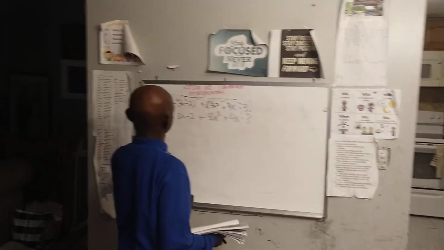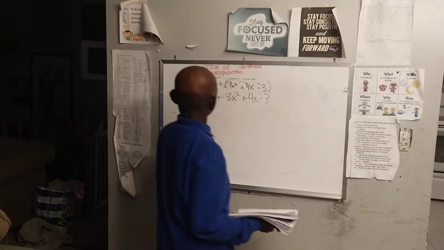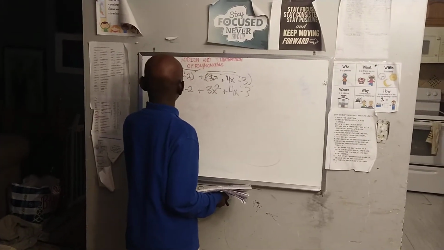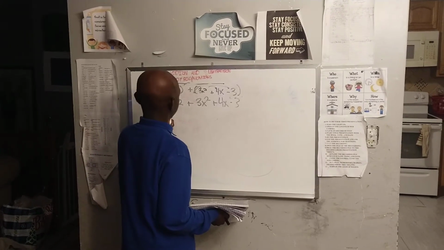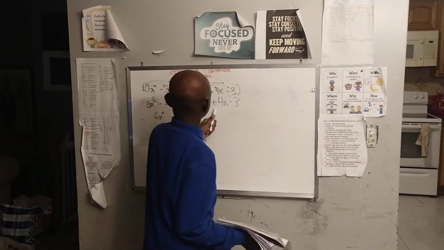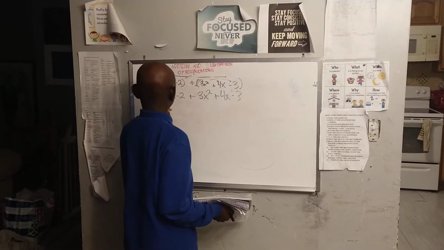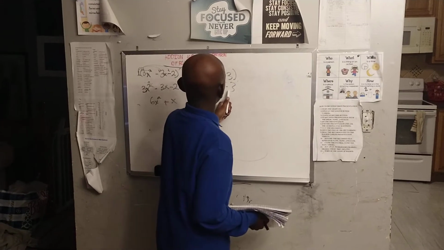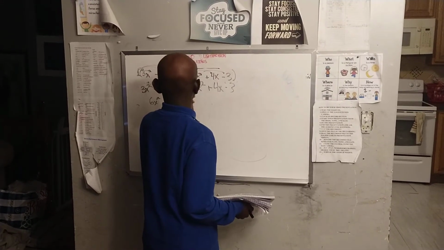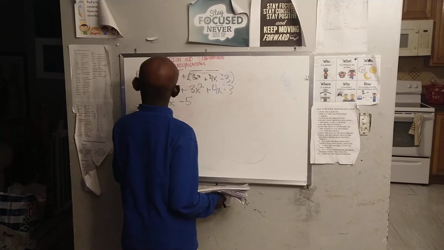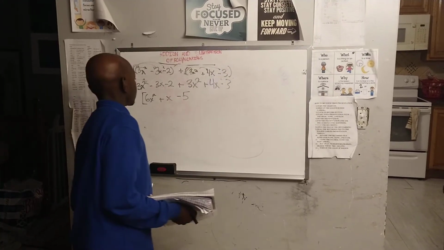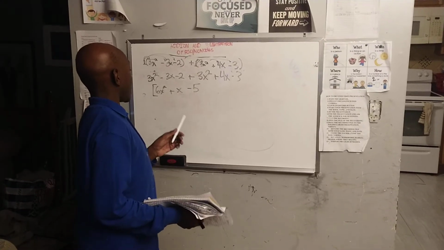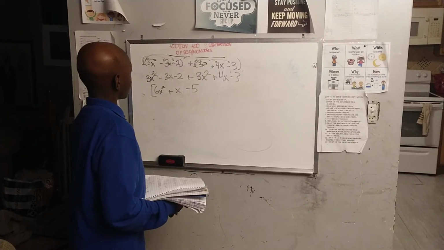I see x squared and x squared, so we can add that. 3x squared plus 3x squared is 6x squared. Negative 3x plus 4x is just 1x, or x. And negative 2 plus negative 3 is negative 5. So our answer is 6x squared plus x minus 5.